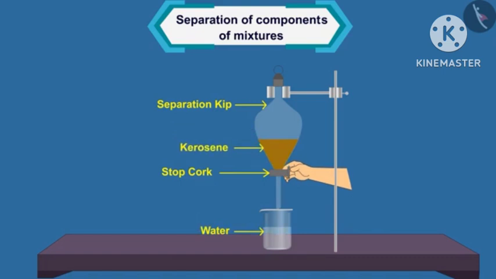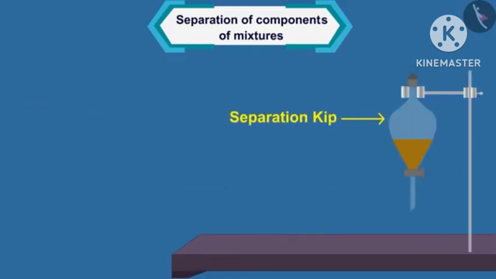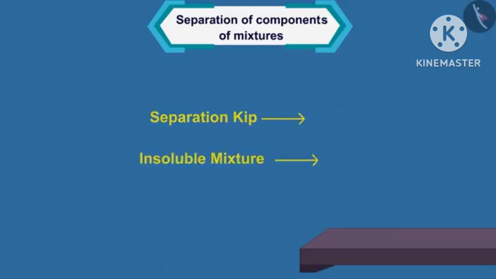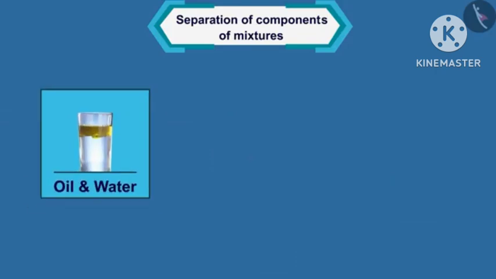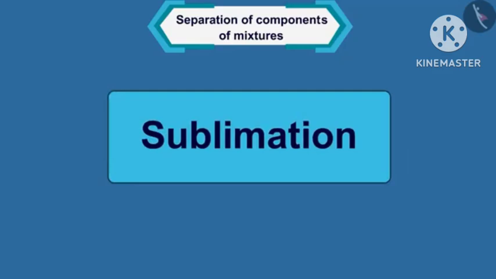In this way, we can see that liquids which are not soluble in each other can separate into different layers according to their density. Therefore, with the help of the separating funnel, mixtures of insoluble liquids such as water and oil, molten iron and slag, etc. can be separated. Let us now learn about the next technique, sublimation.